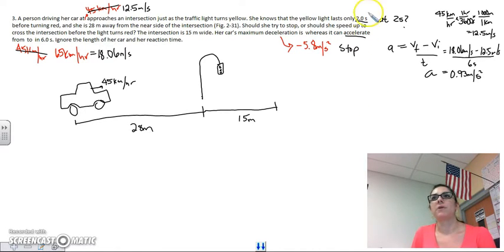So like I said, I want to figure out where we are at 2 seconds, because whether we're before the light or after the light at 2 seconds is going to tell us if we need to try to stop or speed up. So let's do both. Let's figure out where we are at 2 seconds using those two accelerations. So let's start with slowing down. What if we slow down?